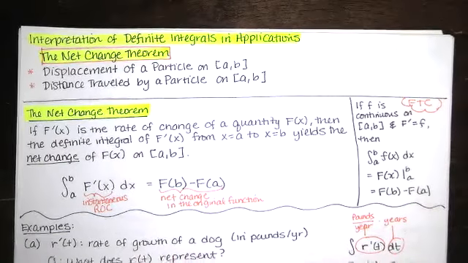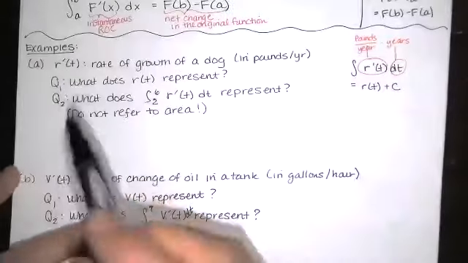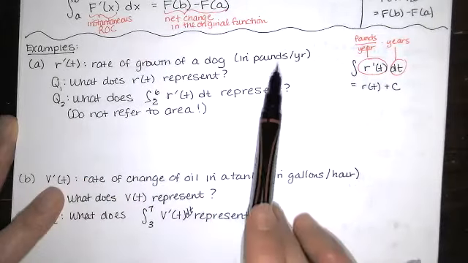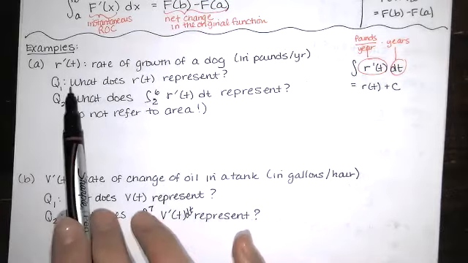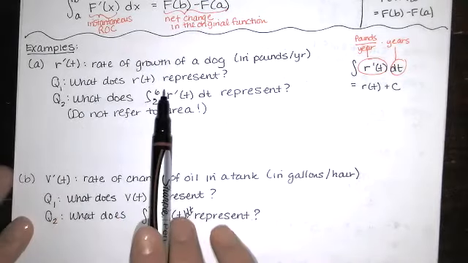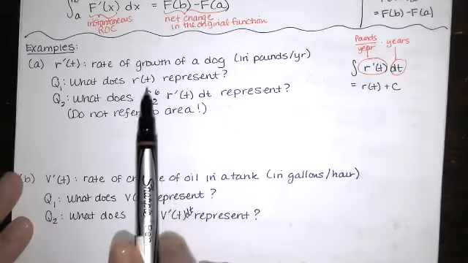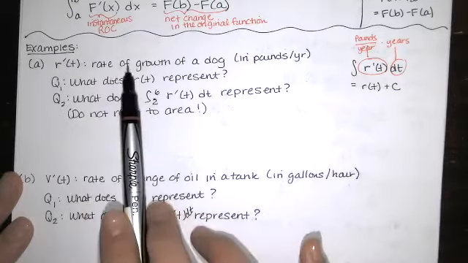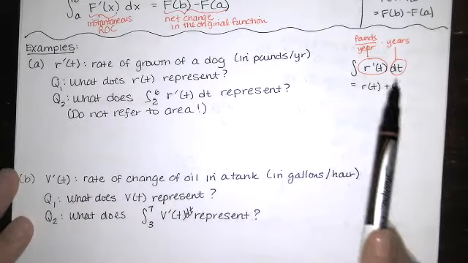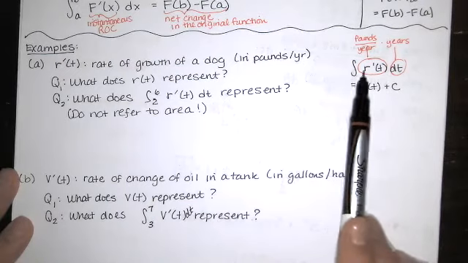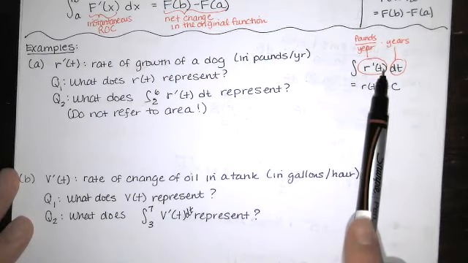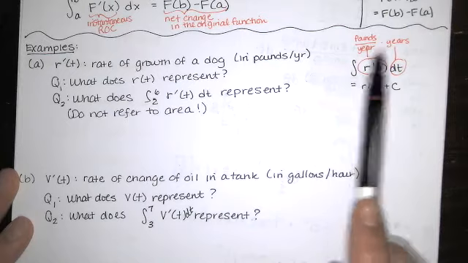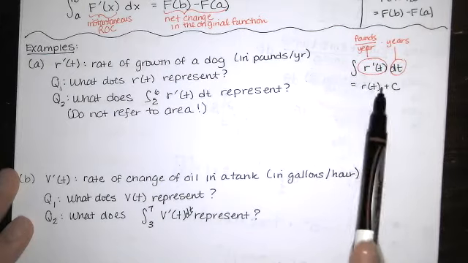Okay, so let's look at it in a couple of applications. Let's say we're told that r prime of t is the rate of growth of a dog in pounds per year. The first question says, what does r of t represent? Well, r of t is the antiderivative of this derivative. So if this is the rate of growth of a dog in pounds per year, and I undo that operation, I've got pounds per year times years, that dt represents some tiny change in years. When I'm done, the result is a number of pounds.